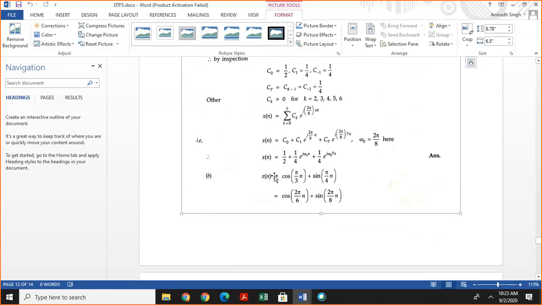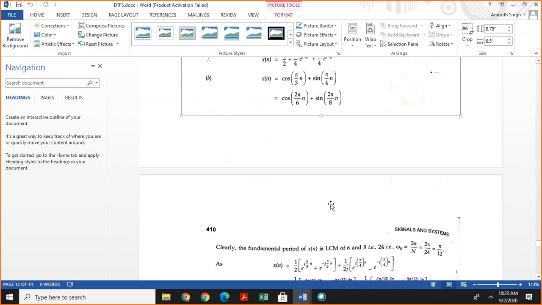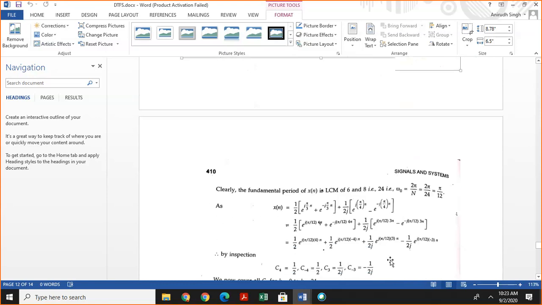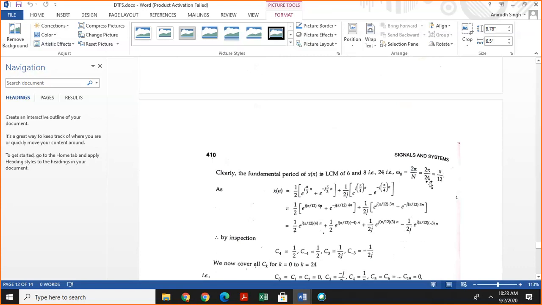The next question is x of n given by cos pi by 3 n plus sin pi by 4 n, and we can also write this expression like this: 2 pi by 6 and 2 pi by 8. Then x of n is the summation of this wave and this wave. So the fundamental period of x of n is the LCM of 6 and 8, which is 24. So the value of capital N in this case is 24.